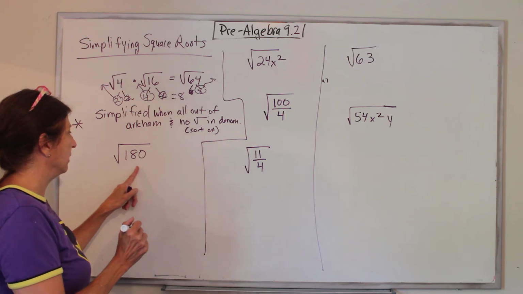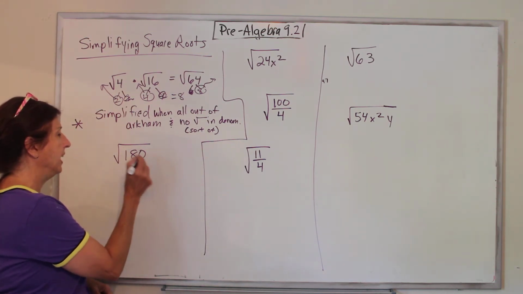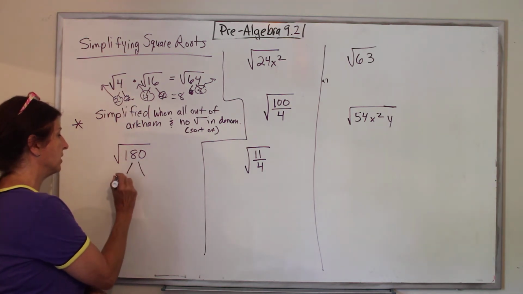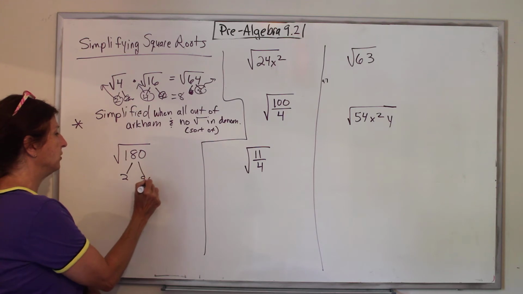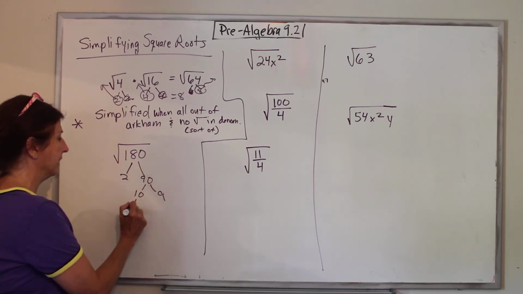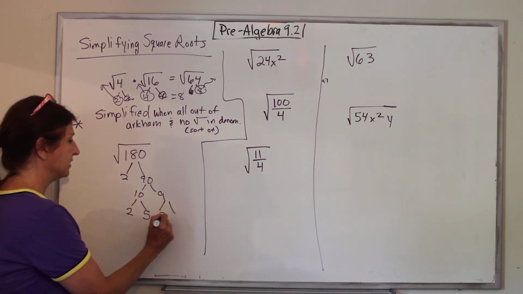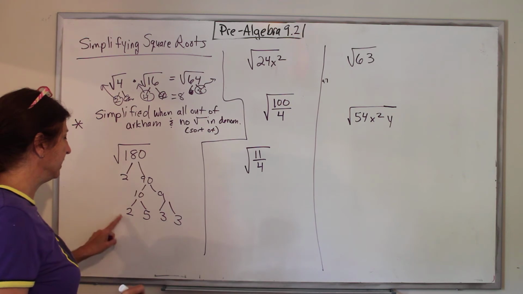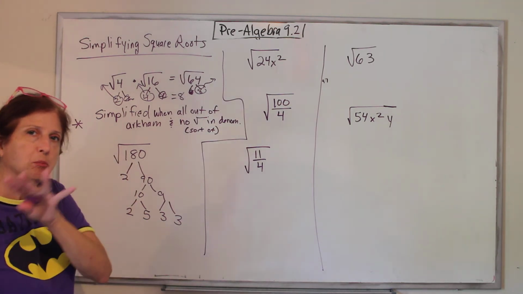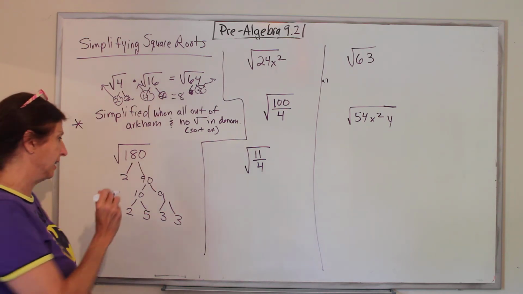Alright, so here's one. Let's do it. 180, we're going to make this factor tree, and it ends in 0, so I know 2 goes into it. It's 2 times 90. 90 is 10 times 9. 10 is 2 times 5. 9 is 3 times 3. These are prime numbers, so I know I've gotten to the end of the branches of my factor tree. And now I'm going to look for the twins and see who gets out.